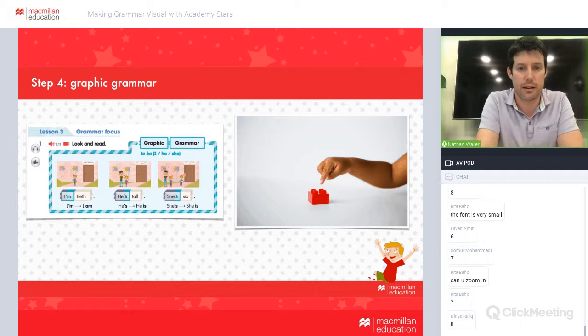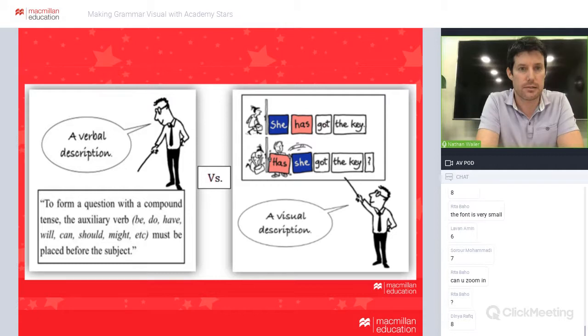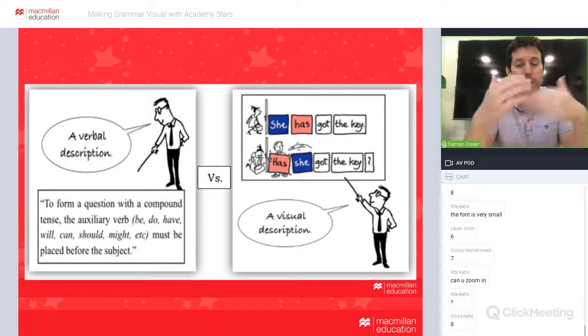And if we go back to, in fact, let's see, because I think it's on the next slide. Yeah. So if I was to say to a student, this is what you're going to learn, and I give them a visual description. In fact, even if I gave that visual description or someone gave that to me, I'm pretty sure it wouldn't really make much sense. Knowing the theory of the grammar to form a question with a compound tense, the auxiliary verb must be placed before the subject. If someone told me to do that, I'd probably have to take a few seconds and, okay, let me think, what are you actually asking me to do? But for young children, we need to put it in a very visual way.